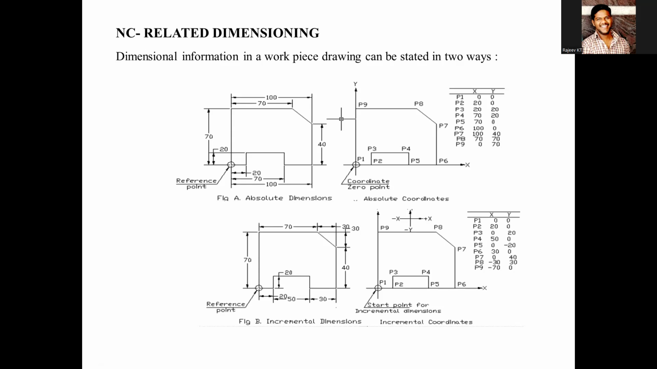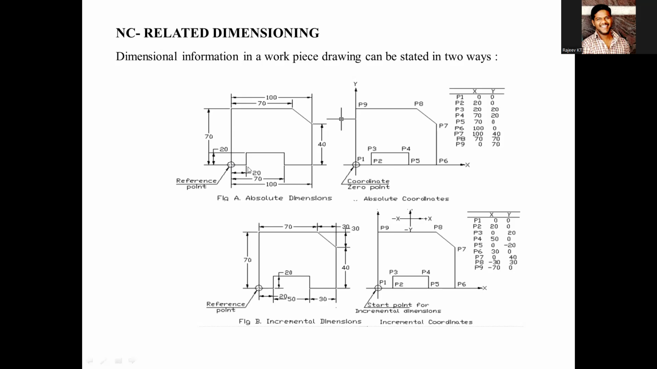Absolute dimensioning means dimensioning from a reference point. For this reference point, we take the value x equal to 0, y equal to 0. If you do the dimensioning from the origin to the right, the values will be positive because it comes under the first quadrant, so the values of x and y will be positive. If you want to do it in the second quadrant, the x values become negative and y will be a positive value. So absolute means that with respect to the reference, we give all the dimensions.